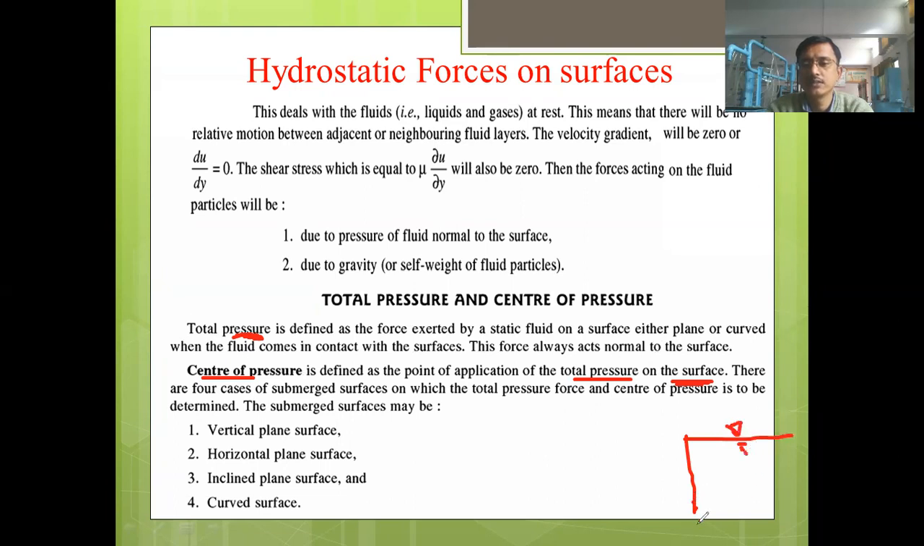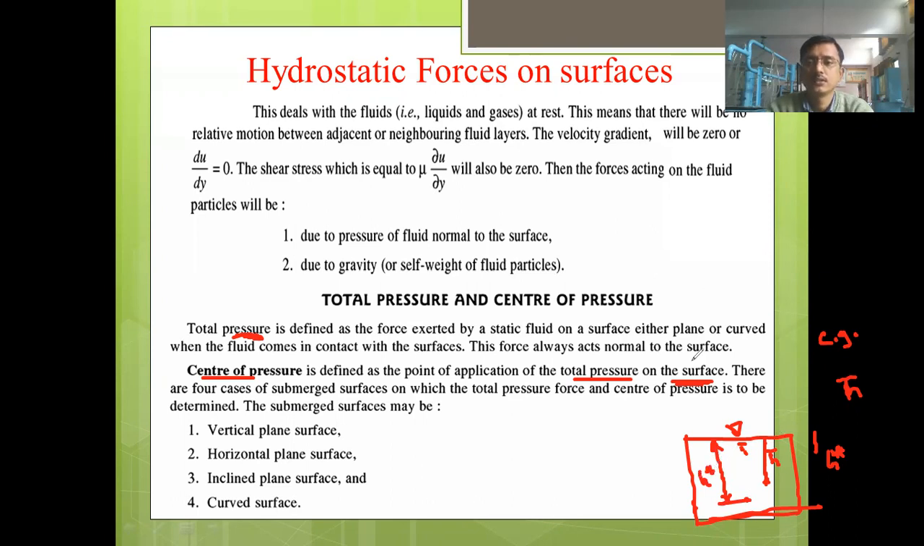It is denoted by letter H star. Different authors use different notations. H bar is the notation that we have used for denoting the location of the center of gravity from the free liquid surface. So this is the H bar, and the point of application of the total pressure force, its depth from the liquid surface, is denoted by letter H star.